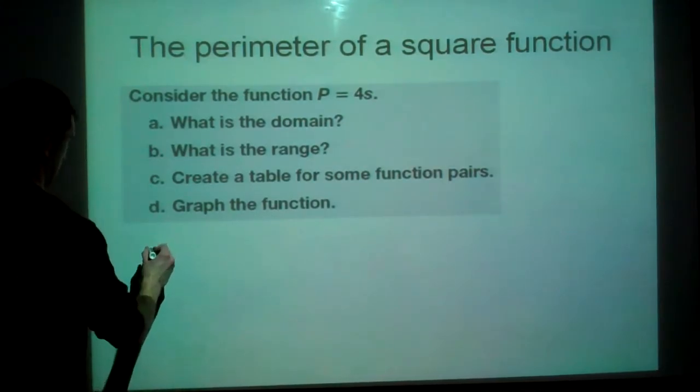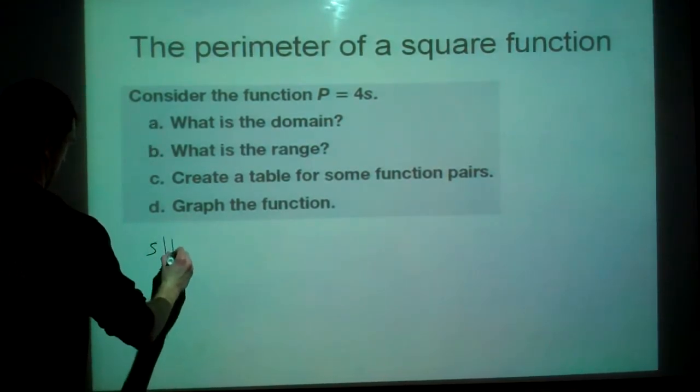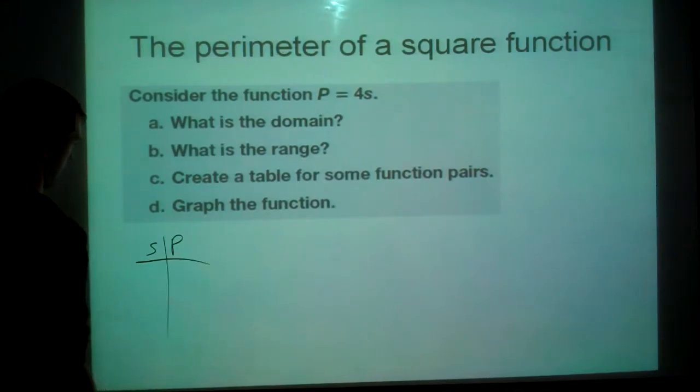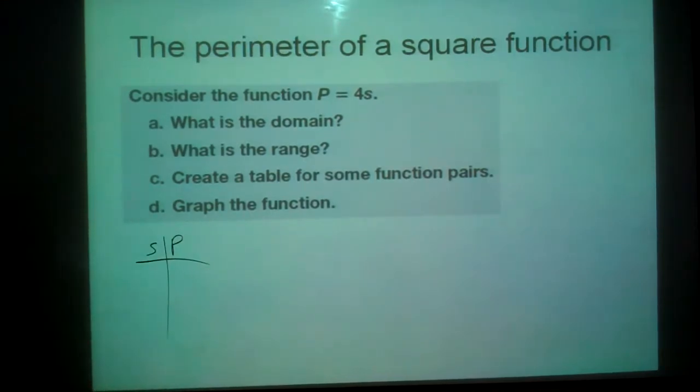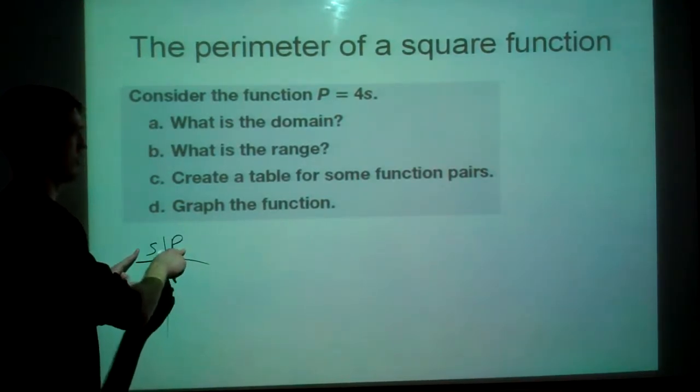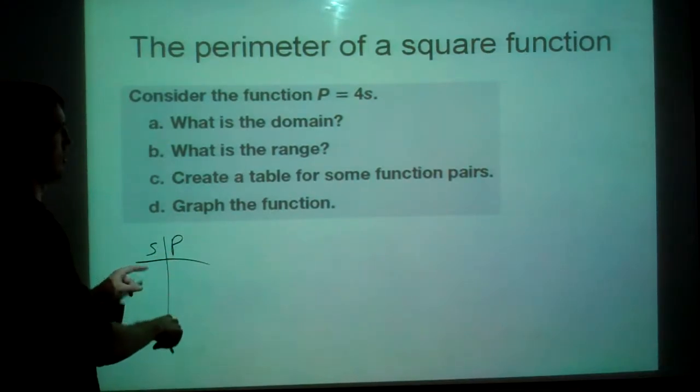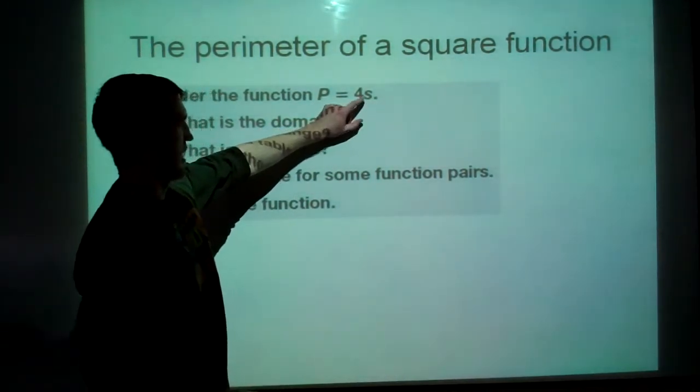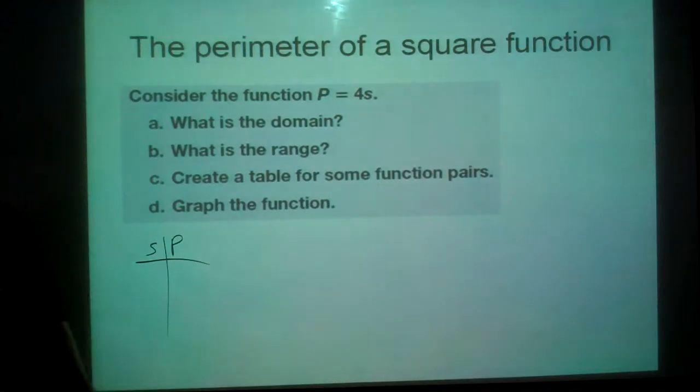I'm going to say S and P for when we graph it later. But basically I'm doing that because this is your input. Whatever side your square is going to determine what your perimeter is. So what is the domain? What things could S be? What are our different sides?